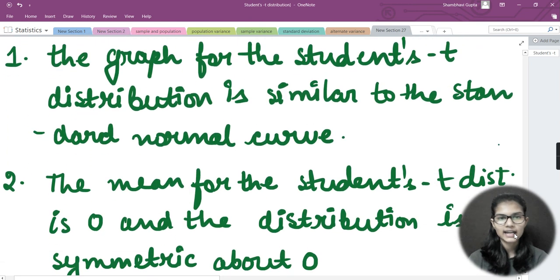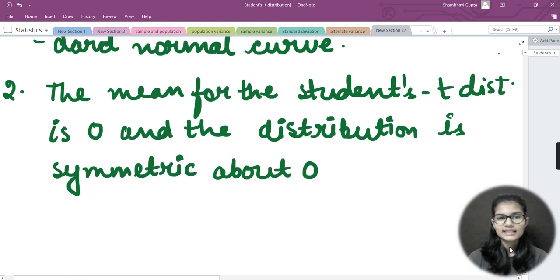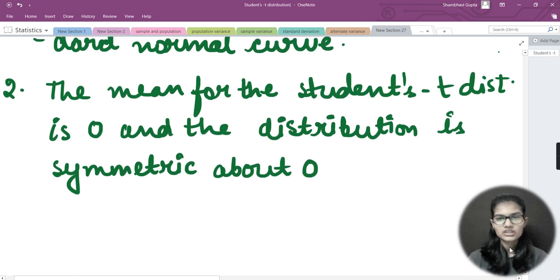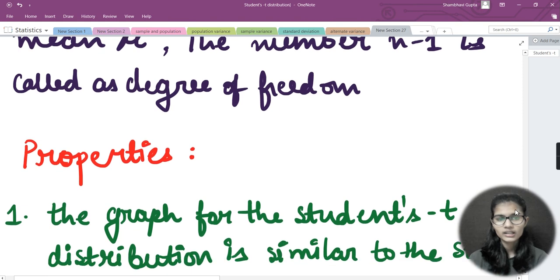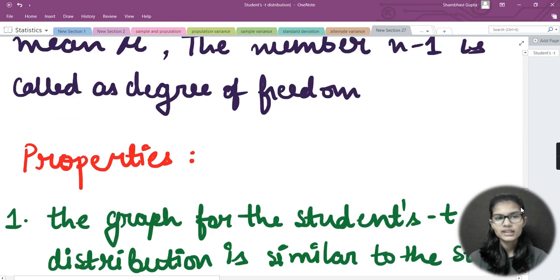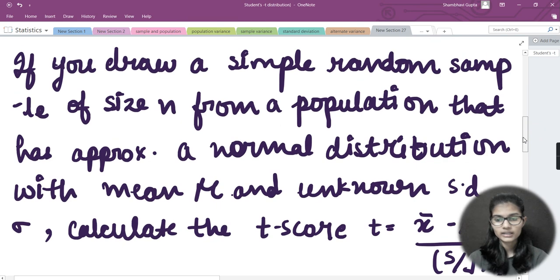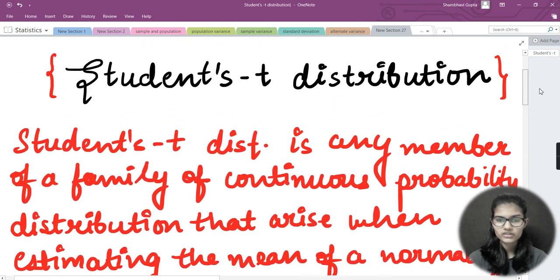The first property is that the graph for the student's T distribution is similar to the standard normal curve. The second property is that the mean for the student's T distribution is 0 and the distribution is symmetric about 0. I hope you have a clear idea of what the student's T distribution is, what its properties are, what the other terms are, and what the definition is.